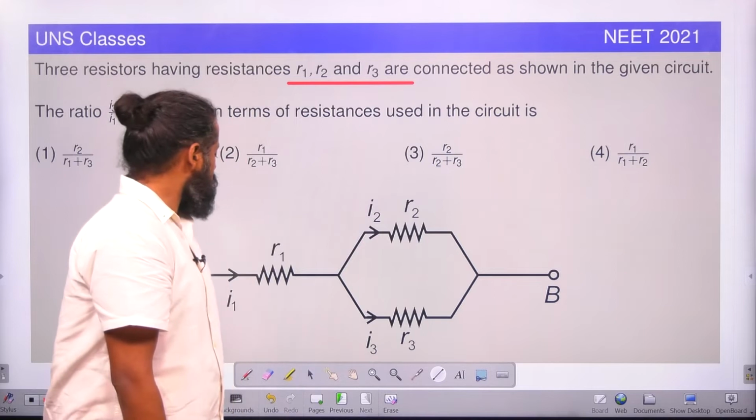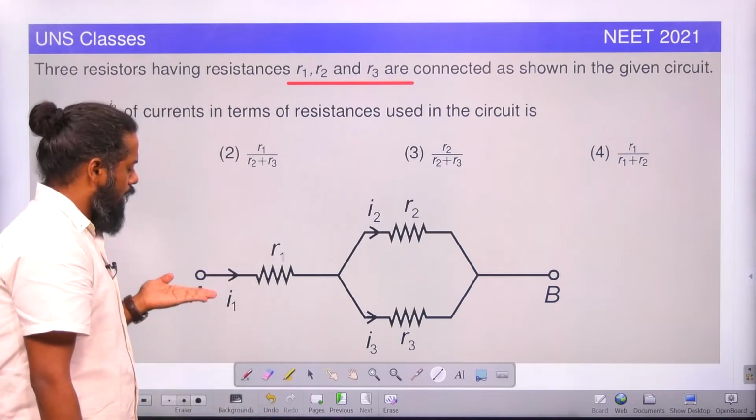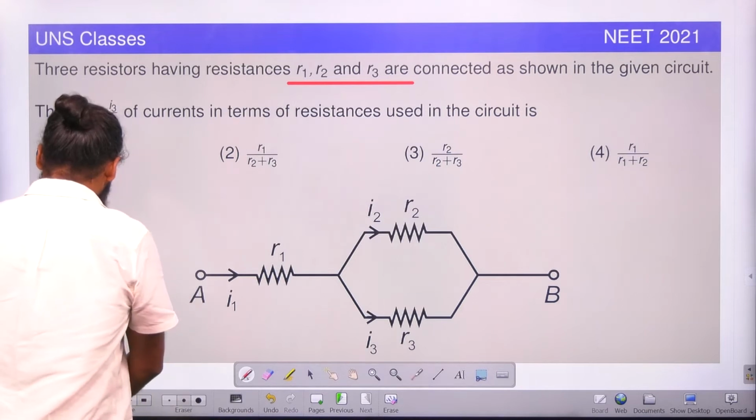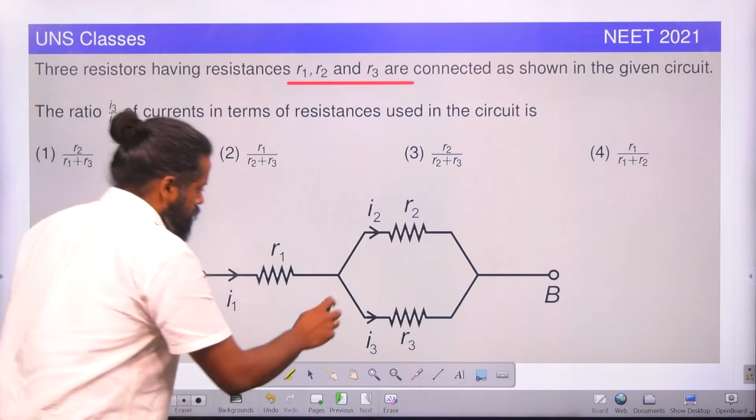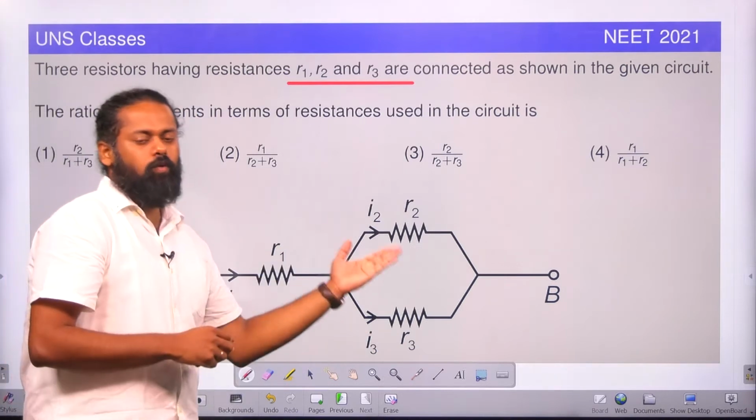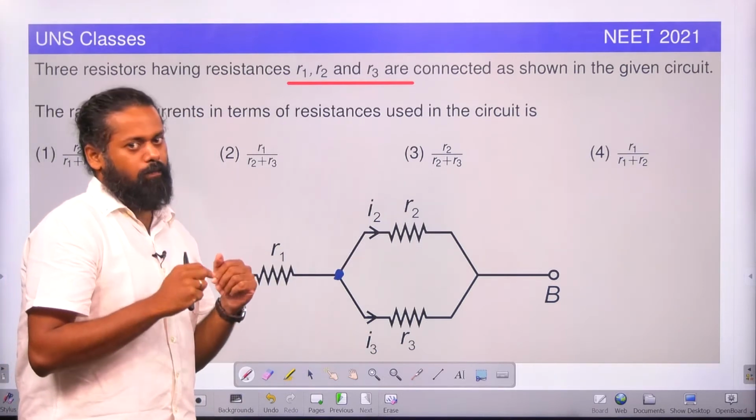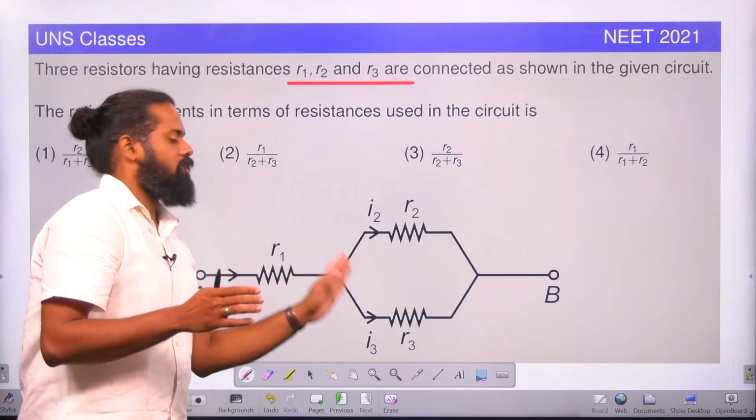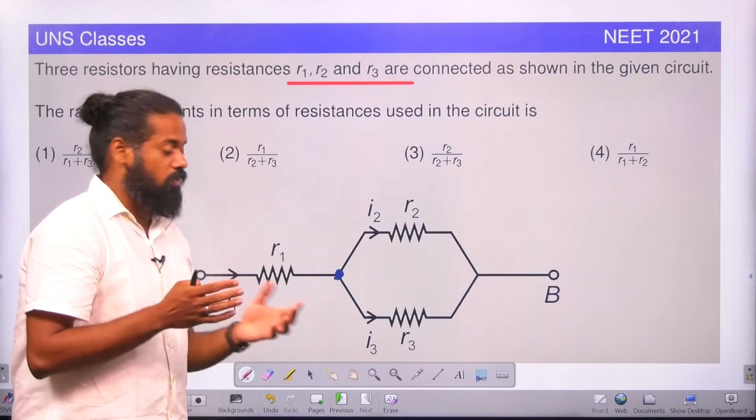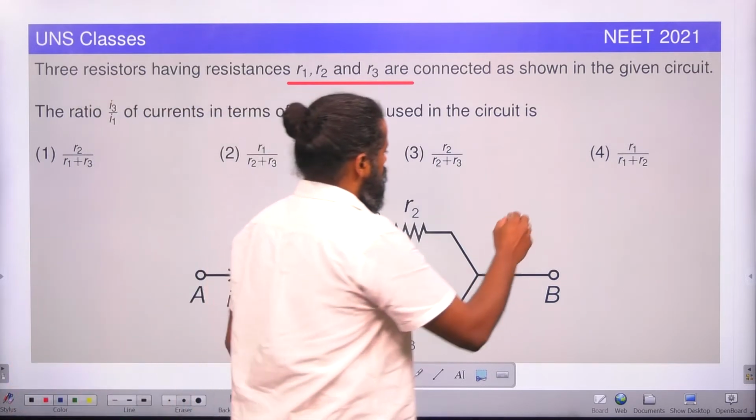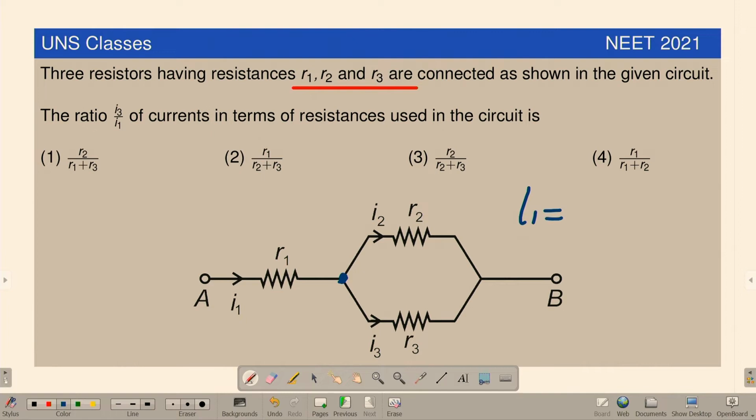So here, when current passes, I1 current comes to this junction. Assume that here I1 current is coming to this point. At that junction, it is splitting into two. Kirchhoff's first rule, or current law, can be applied. So I1 should be equal to I2 plus I3 because there is conservation of charge, there is no accumulation of charge here. So we can write down the equation I1 is going to be equal to I2 plus I3.